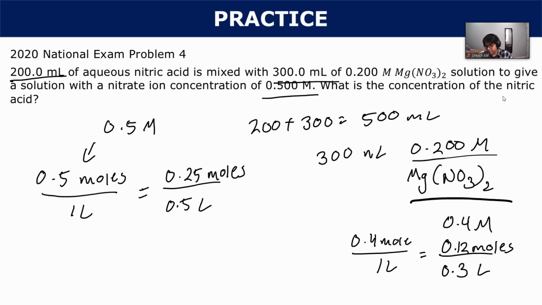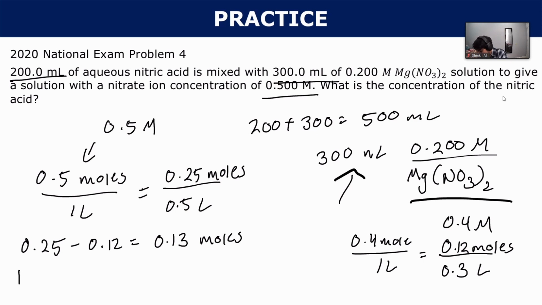What we calculated here is the number of moles coming from this solution. And so that means that if we subtract that from 0.25, which is our end moles, then that means 0.13 moles of NO3 must come from our 200 milliliter solution. Nitric acid is HNO3, and so we can just keep the molarity here. Whatever molarity of this that we have is going to be the same as the molarity of NO3 that we have because they're in a 1-to-1 ratio.